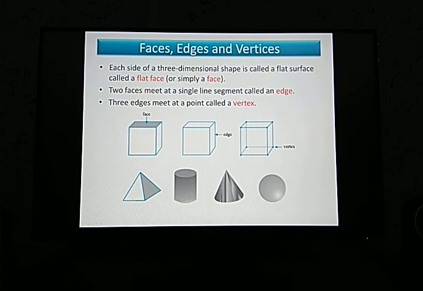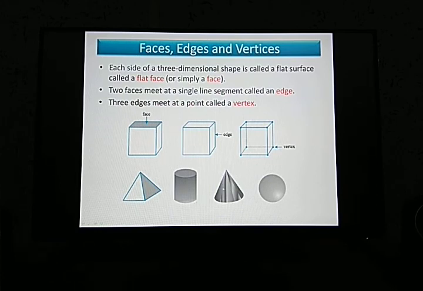Clear? So in the case of a cylinder, there are 2 faces, and there are no edges, because this middle portion is not straight, so we can't consider it as an edge. Although it looks like an edge, it is not actually an edge. So there are 2 faces, no edges and no vertices.